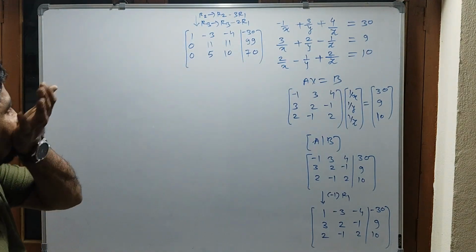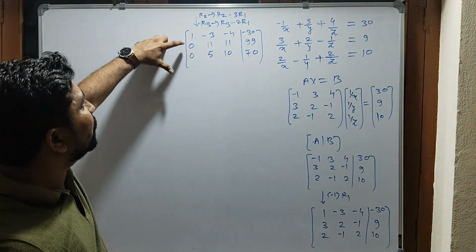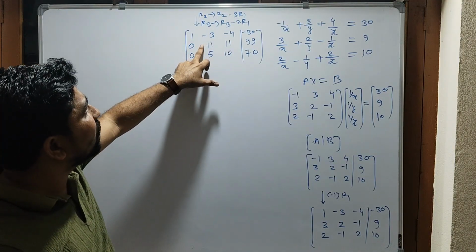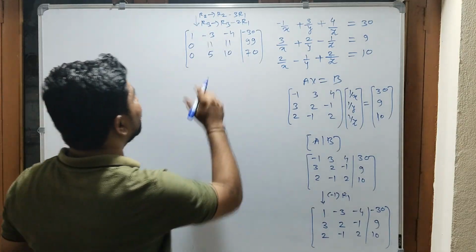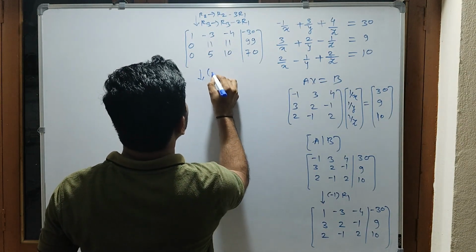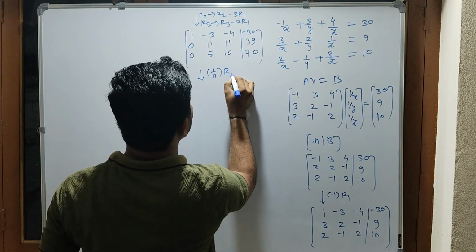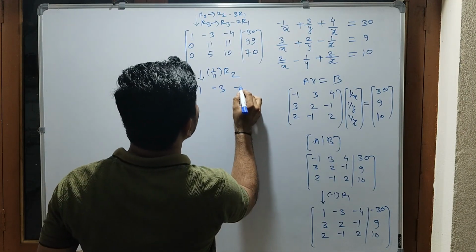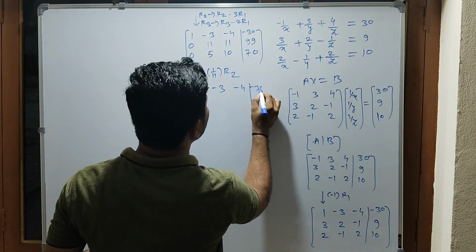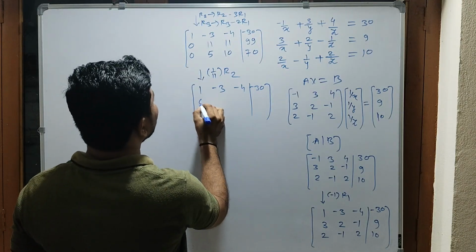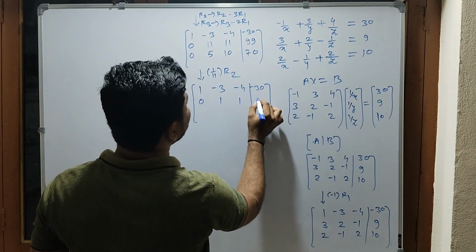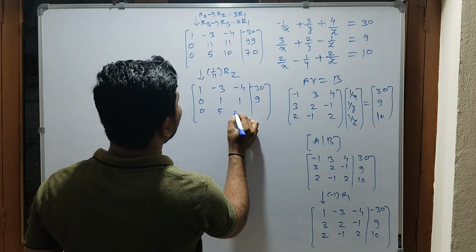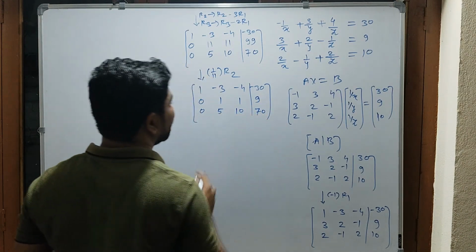Now this is my matrix. Here the 3 and 2 are converted into 0. Now I want to convert this 11 into 1. Here I am multiplying the entire row R2 by 1 by 11. Here I get the resultant matrix as 1, minus 3, minus 4, minus 30. The second row is 0, 1, 1, 9. The third row is 0, 5, 10, 70.